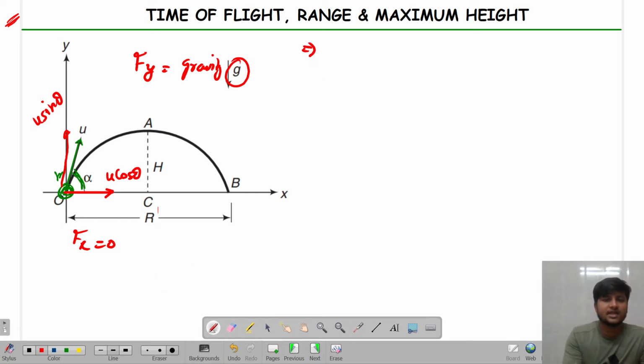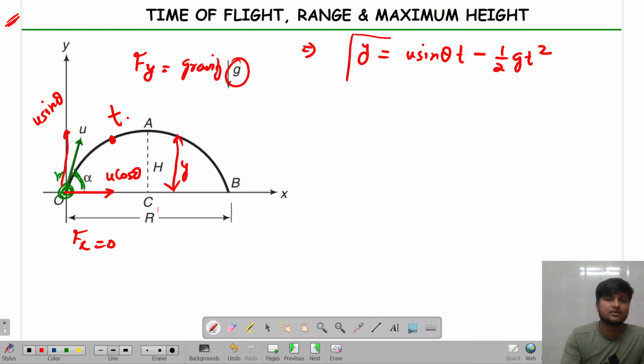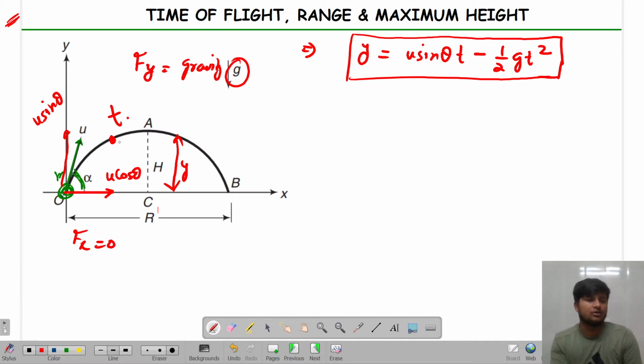We'll apply the conditions for this case. What are those conditions? The displacement along the vertical axis, y, will follow which equation? The initial velocity is u sin theta in that direction. Suppose the particle is over here after some time t. So y = u sin theta times t minus half g t square is the equation for the particle which follows this curve, the y path in some time t. Right or not?